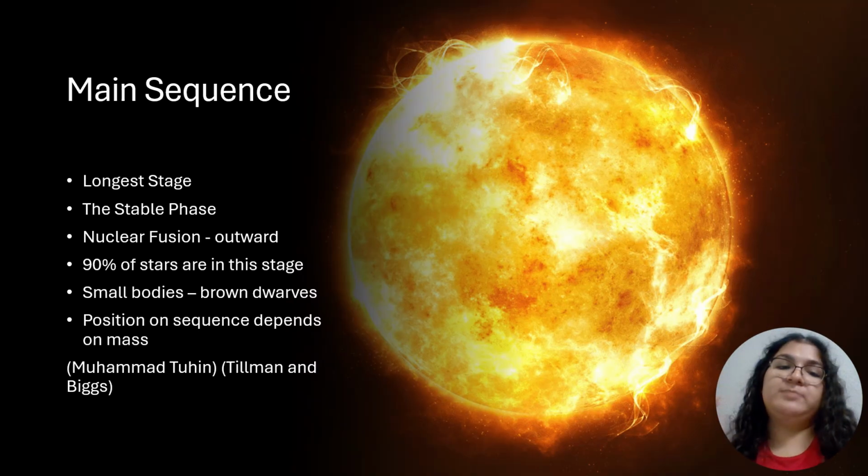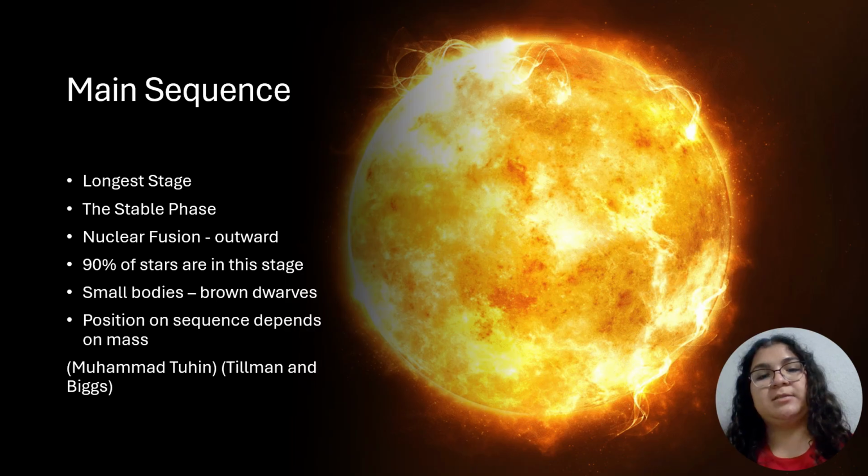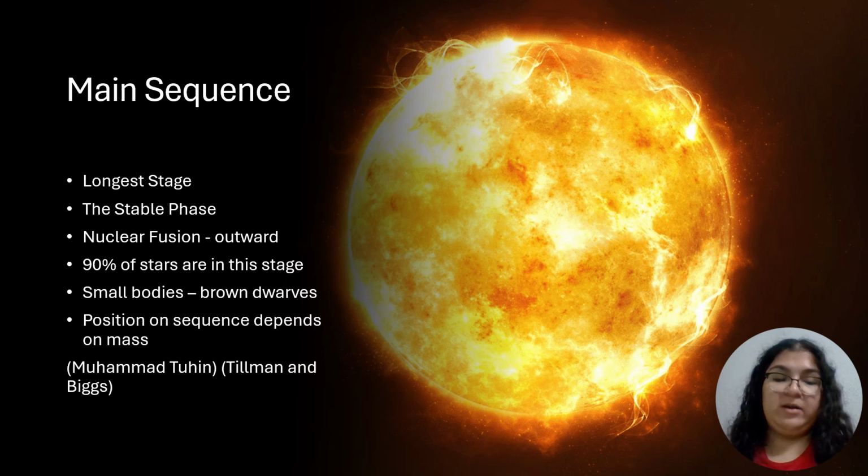After this comes the main sequence, which is the longest stage by far, since it can last billions of years. Because it lasts so long and has reached a stable balance of gravity pushing inward and the pressure of nuclear fusion pushing outwards, in fact, 90% of all stars are currently in this stage, including our sun. However, in the transition to this stage, there are some stars that do not reach the stage of nuclear fusion due to their small bodies and end up becoming brown dwarfs, never igniting.